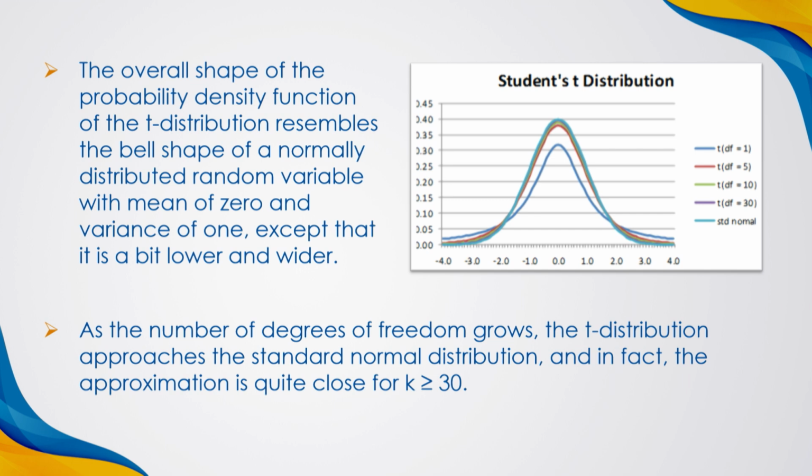If you look at this figure, if degrees of freedom is equal to 1, we have this curve in blue color, and if you have degrees of freedom equal to 5, we have another curve in red color, and if you have degrees of freedom equal to 10, we have another curve. Like that, if you increase the degrees of freedom up to 30 and more, we have the standard normal curve as the final one.